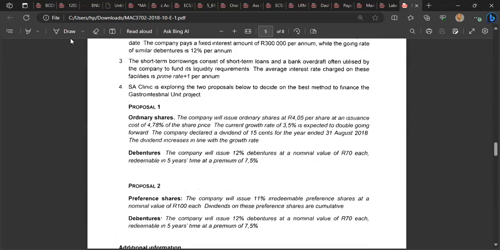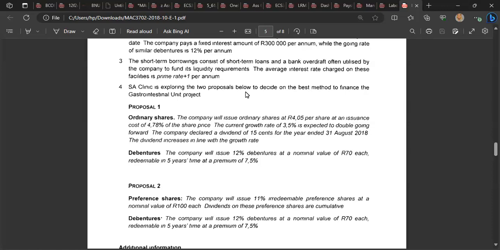So proposal number 1. So it's on item 4 here. SA Clinic is exploring 2 proposals below to decide on the best method to finance the gastrointestinal unit project. All right, so this is a project that they want to do, and then it has to be financed.